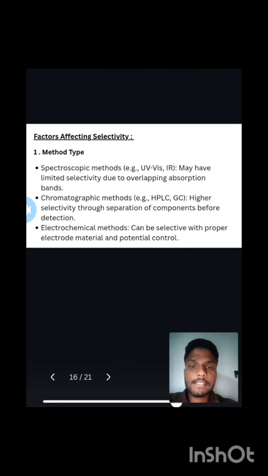Factors affecting selectivity. Spectroscopic methods, for example UV visible spectroscopy and IR spectroscopy, may have limited selectivity due to overlapping absorption bands. And next one is chromatographic methods, for example HPLC and gas chromatography, which improve selectivity through separation of components before detection. And next one is electrochemical methods, which can be selective with proper electrode material and potential control.